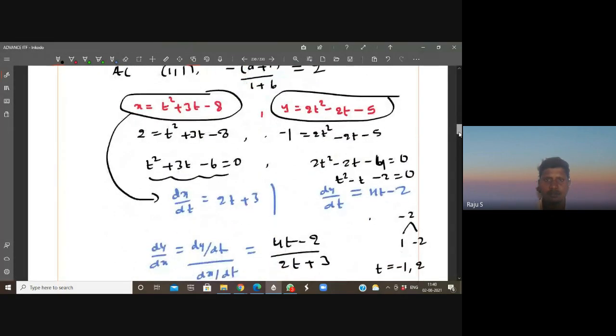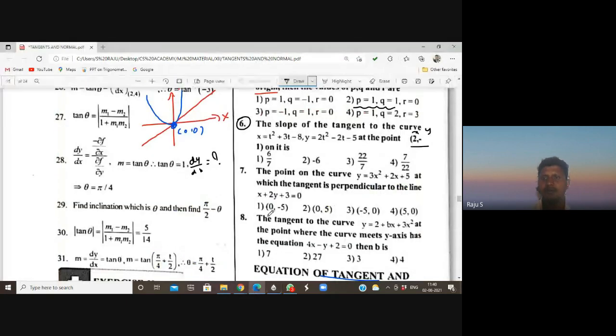So first find the t value using the given point (2, -1). After finding the t value, find dy by dx using dy by dt and dx by dt. After that, substitute that common t value and you'll get the slope directly. That is the procedure. Okay, ma'am?